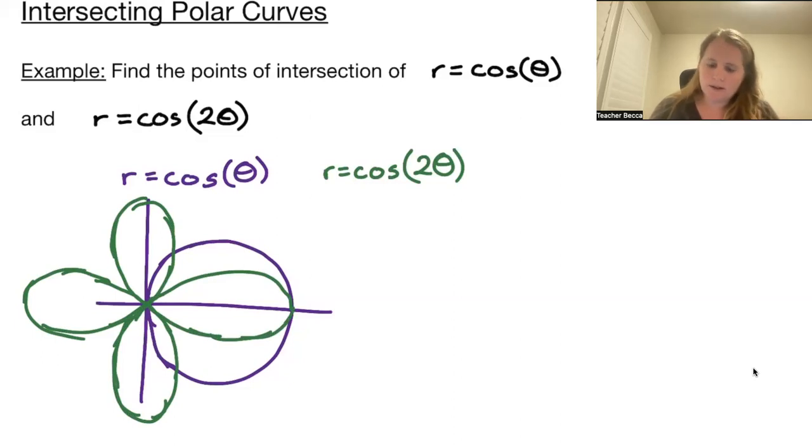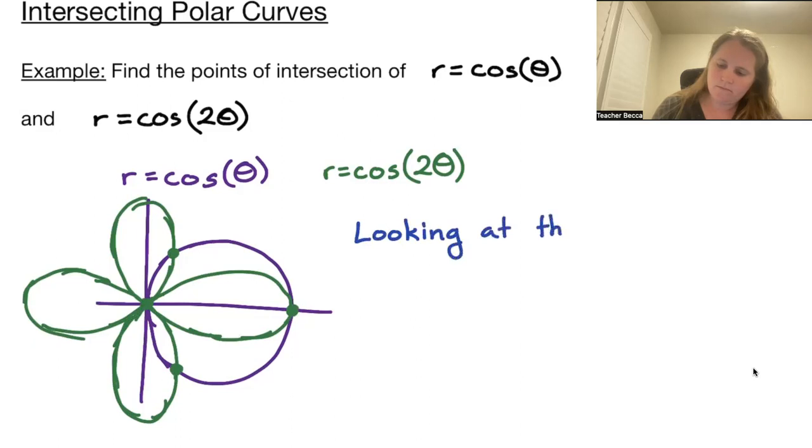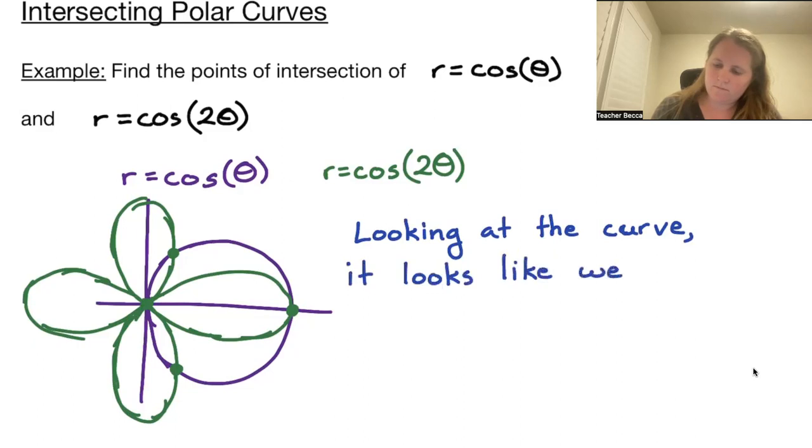So looking at the curves, it appears that we have essentially 4 points of intersection.